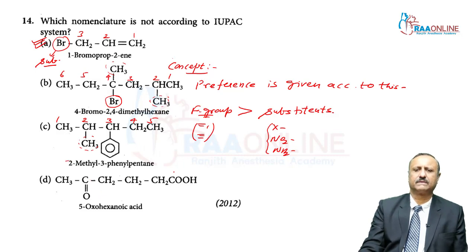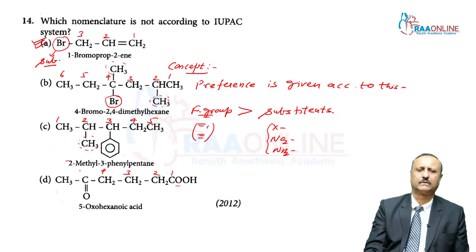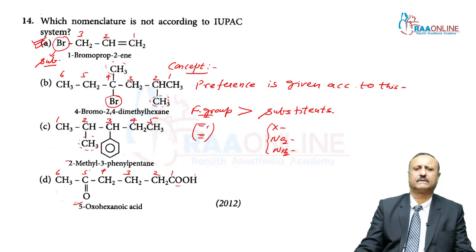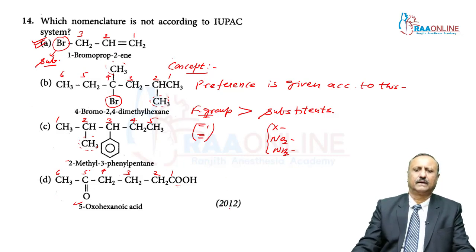Here you can see the numbering is given from the COOH group because the preference goes to the COOH group rather than the CO group. 1, 2, 3, 4, 5, 6. Then here you can see this 5-oxohexanoic acid. All the names of these compounds are correct, only one naming is wrong, and that is A, and this question was asked in the 2012 NEET exam, and we gave you the concept.